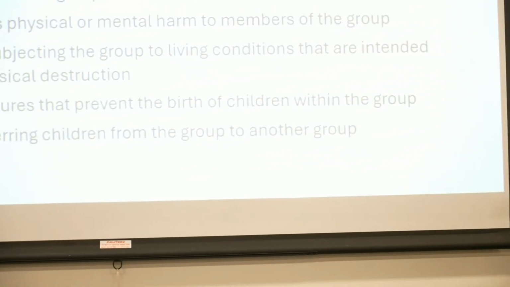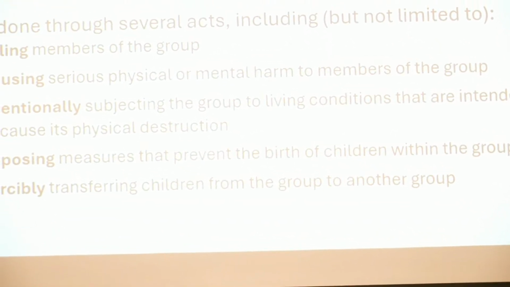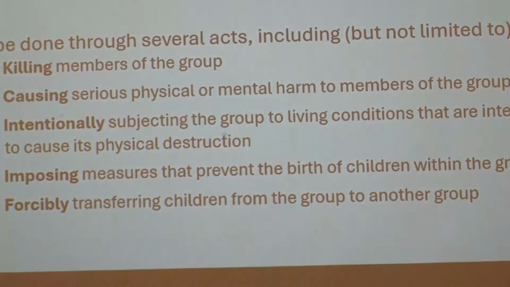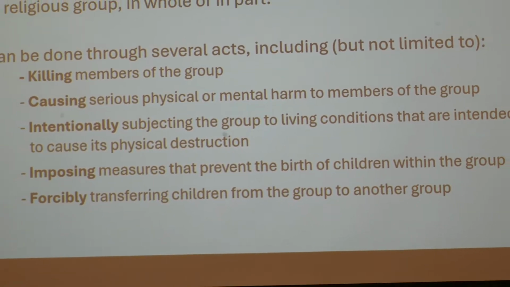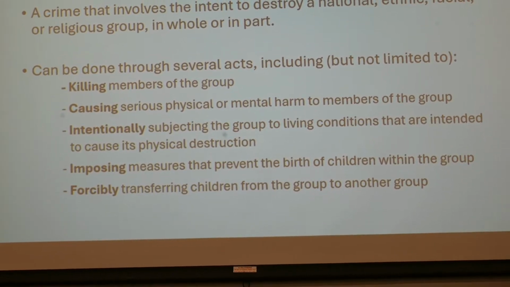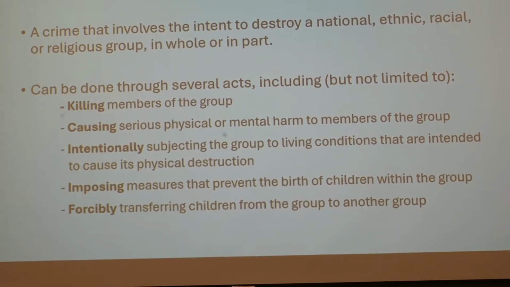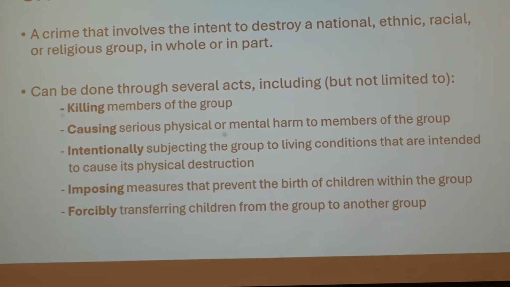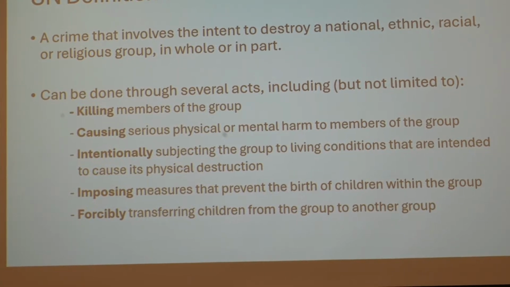Genocide, according to the UN, is a crime that involves the intent to destroy a national, ethnic, racial, or religious group in whole or in part. Cultural destruction was not included in this originally; it was included later as long as it's part of the other things. How genocide is carried out: killing members of the group, causing serious physical or mental harm to members of the group, intentionally subjecting the group to living conditions that are intended to cause its physical destruction, imposing measures that prevent the birth of children within the group, forcibly transferring children from the group to another group.